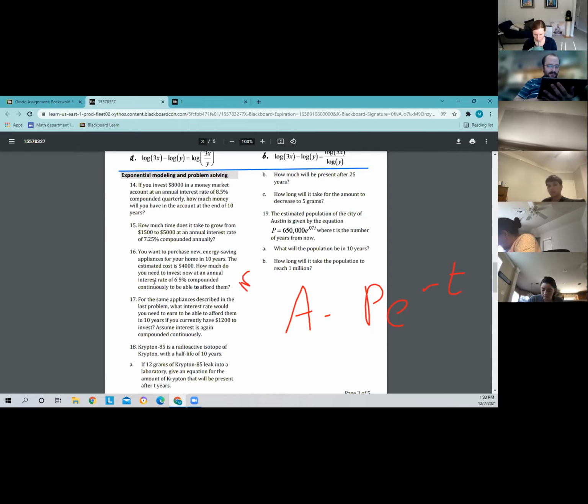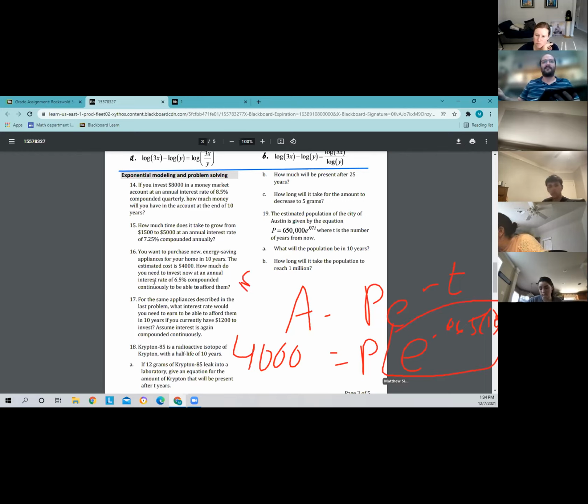It's the accumulated amount. You purchase a new energy-efficient appliance in 10 years. The estimated cost is 4,000. How much do you need to invest now for it to be compounded continuously? So I'm just going to do the setup for this one because I want to get to the other stuff. But I believe we're solving for principal. They give us e and they give us r as 0.065, and t is 10. So this thing is just giving you a number that you're going to divide by, basically. You throw that in your calculator, divide 4,000 by whatever that gives you, and that should give you your P.